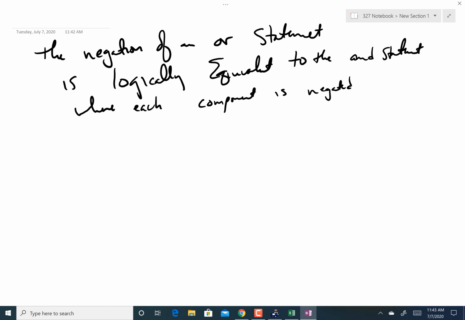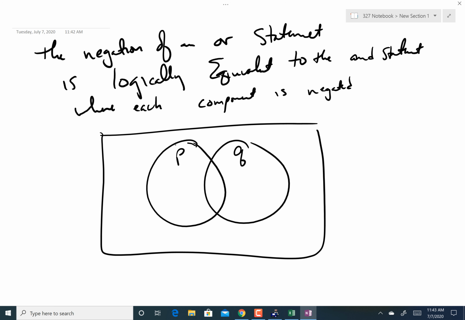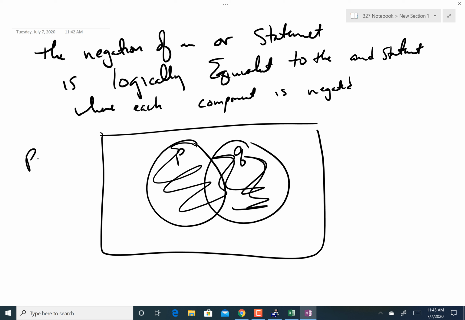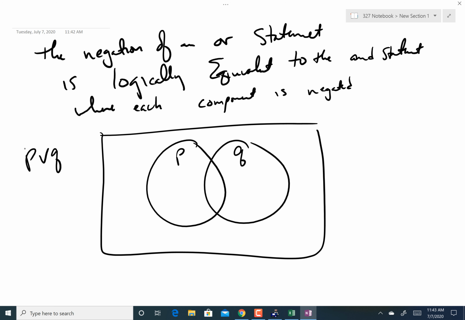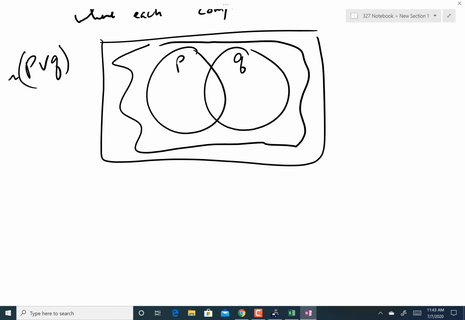What does that mean? Well, let's find out. Here's P. Here's Q. P or Q is this right here. That's what P or Q is. So what would not (P or Q) be? It'd be all of this out here. Okay, now let's do this.